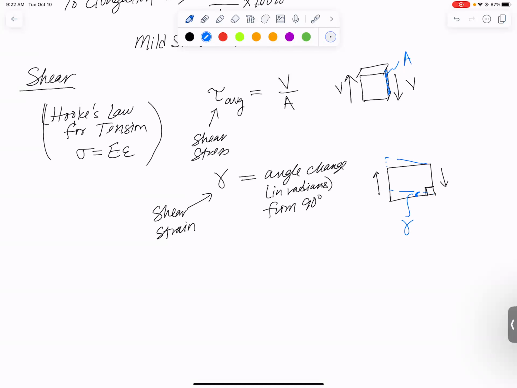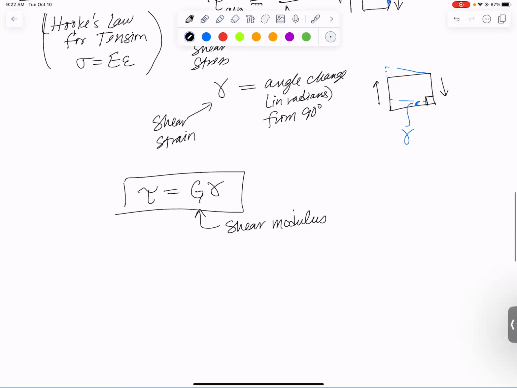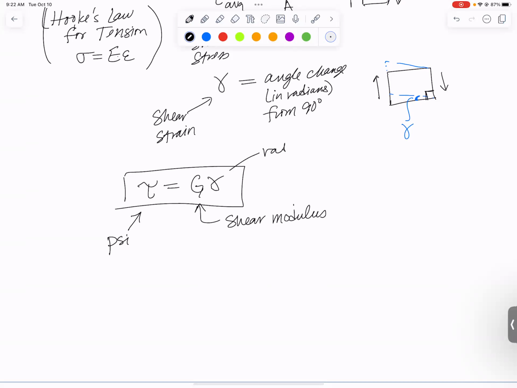So if we have shear stress and shear strain, we can relate them using a shear Hooke's law. And it looks like this. Tau is equal to G gamma, where G is what we call the shear modulus. And let's talk units for a second. Shear stress is in units of PSI or pascals. Shear strain is in radians, which is dimensionless. And so G is also in units of PSI.